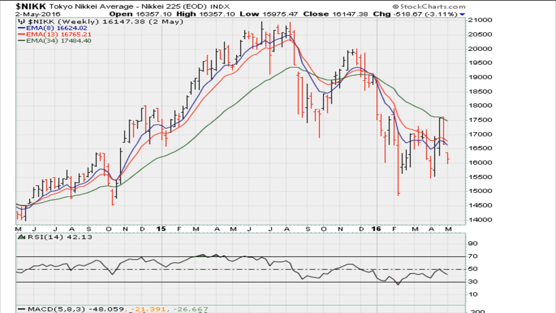Let's begin by taking a look at Japan, which had a relatively huge down week. As you can see here, on the weekly, we now have rejection at the 50 level on the weekly RSI, which tends to be bearish. The last time we tried to move above 50 was here during this attempt to recover at the end of 2015. And since then, the market has not traded above the 50 level.